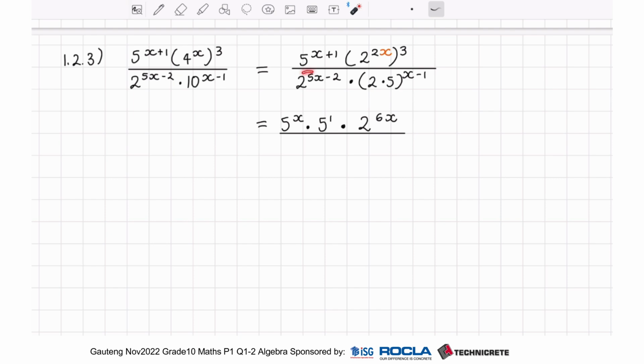And just like I had with the 5, I've got 2 raised to the power of something minus something else. So that means that I can write this as base 2 to the something multiplied by base 2 to the something else. So I'm going to have 2 to the 5x multiplied by the same base 2 to the negative 2. And then for these two bases, this x minus 1 is going to belong to the 2, and it's also going to belong to the 5. So I can just distribute that out. So I'm going to have 2 to the x minus 1 multiplied by 5 also to the x minus 1.